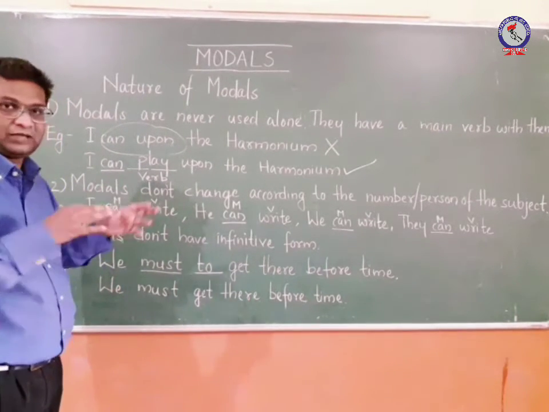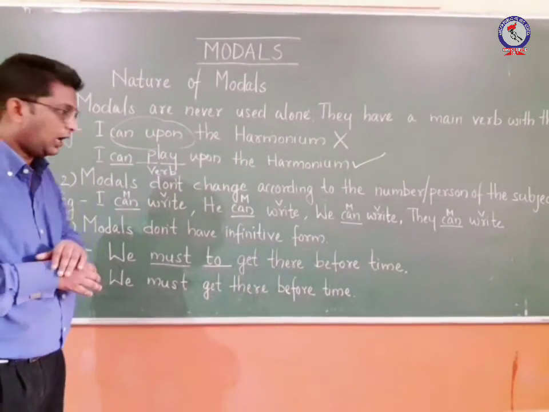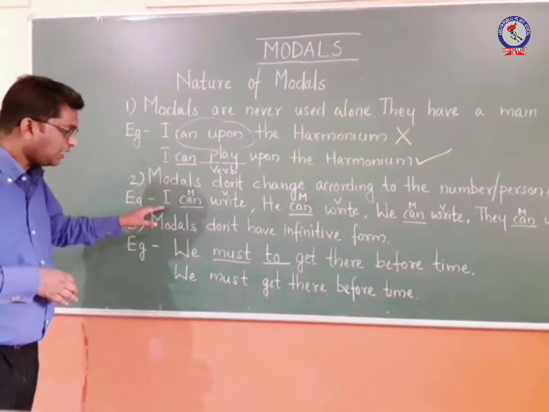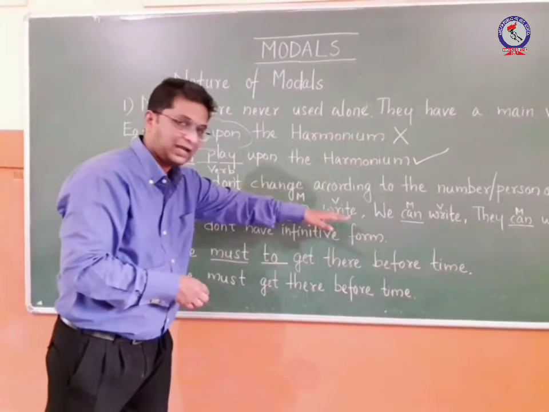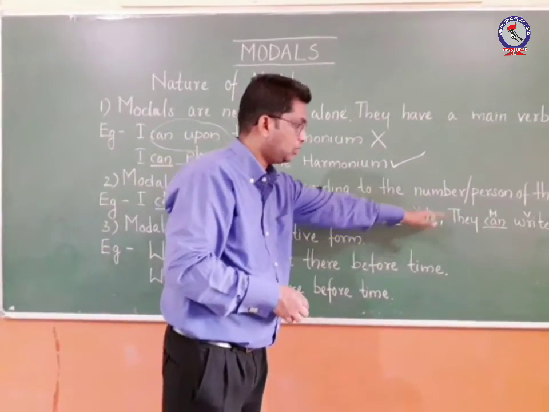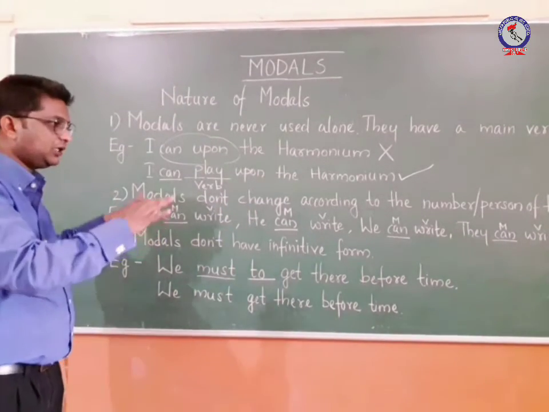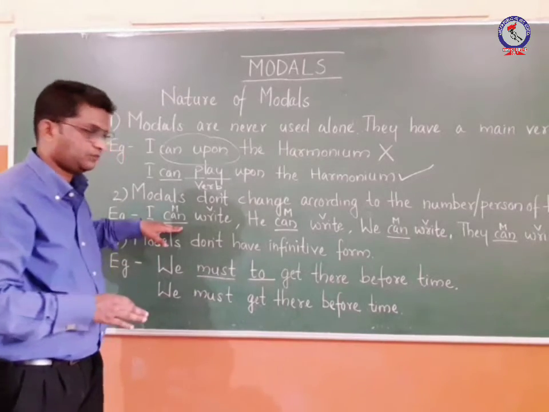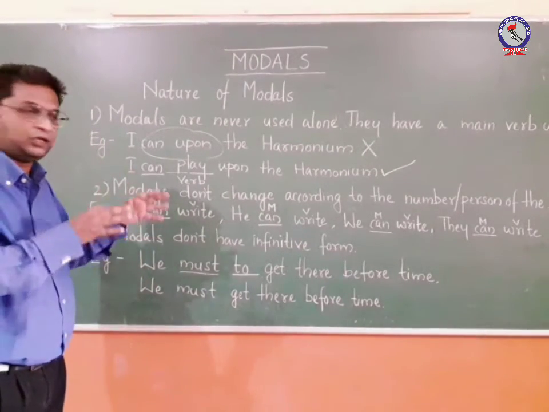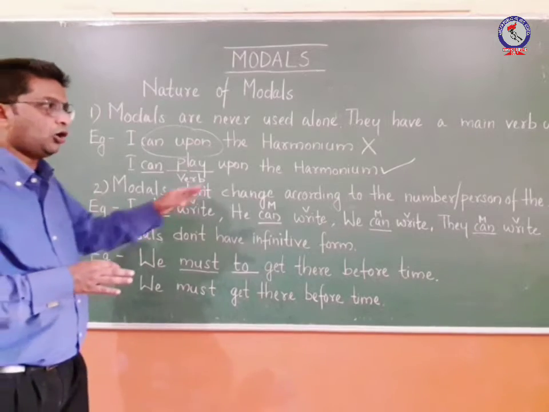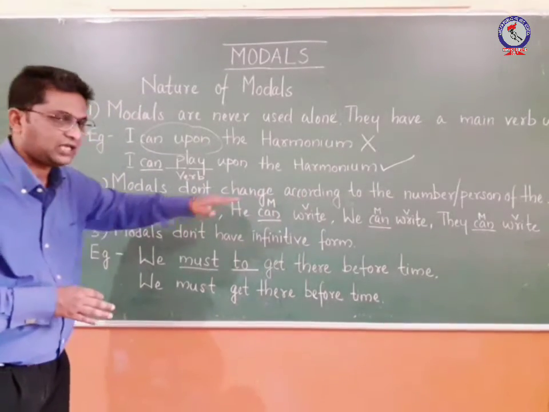Now, second condition is modals don't change according to the number or person of subject. This is a nature of modal, that it will not change according to the number or person of the subject. Here I have the example, I can write. Modal is can, write is verb. He can write, we can write, they can write. Now see, in all of them, the person or the number is changed, but modal can remains the same. Now this is condition number two. Modals will not be changed according to the number or the person of subject. Modal will always remain the same, as you can see in these four cases.